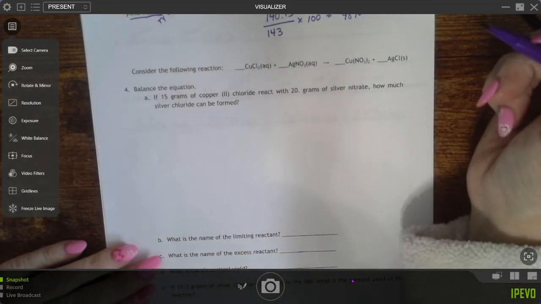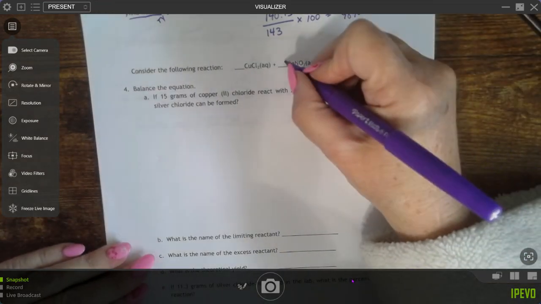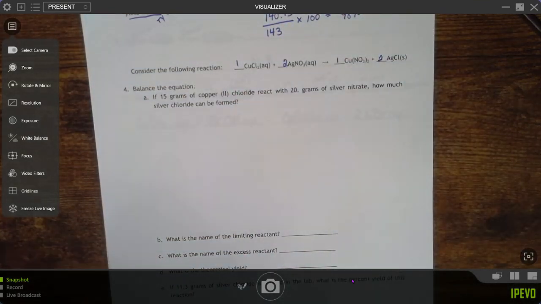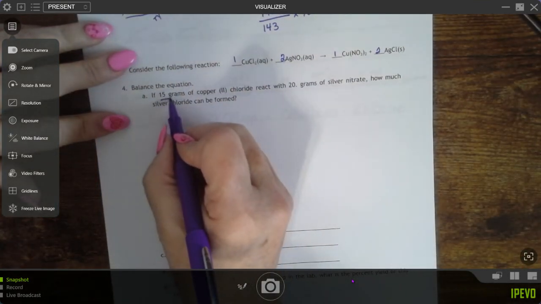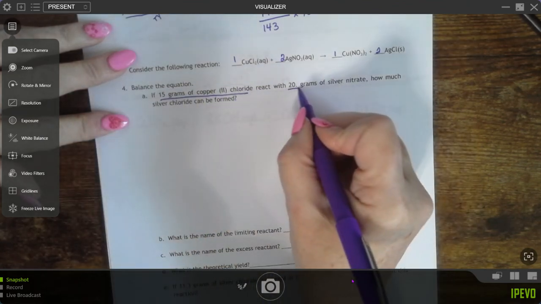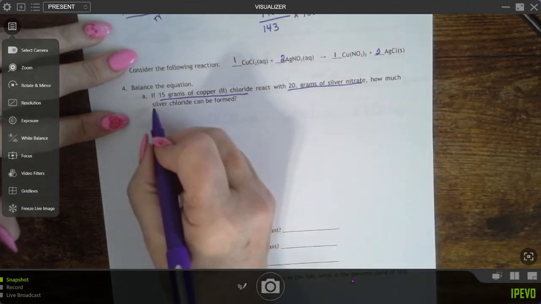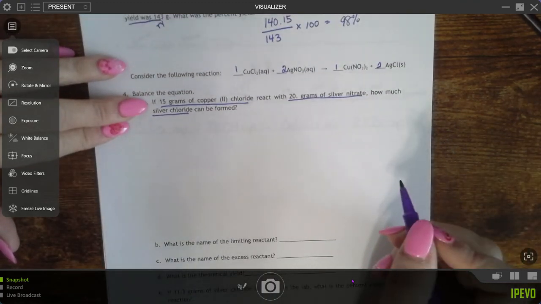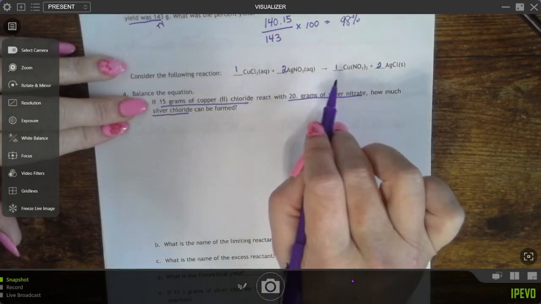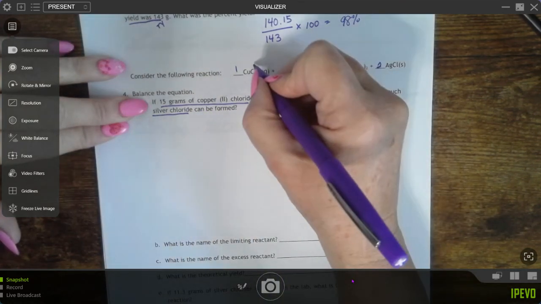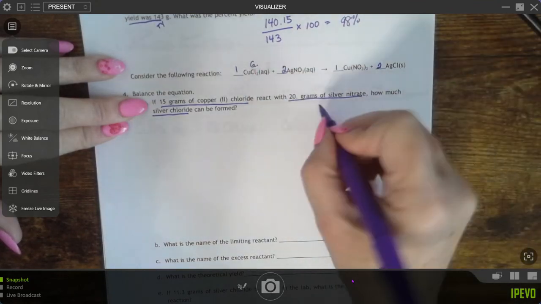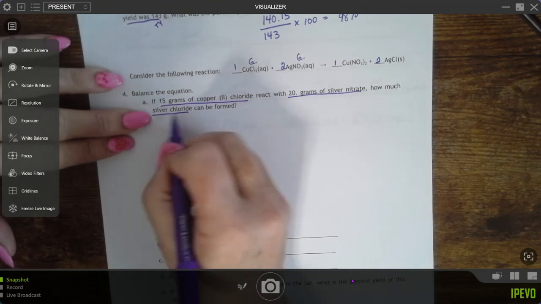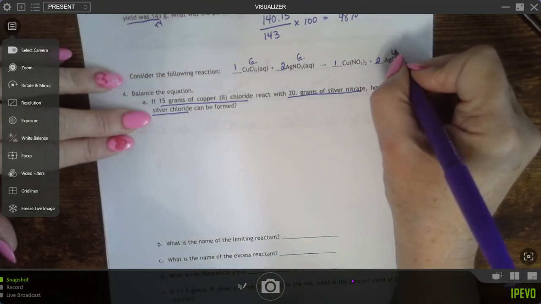All right. Let's see. We need to balance this. It's going to be 1, 2, 1, 2. Okay. Now, 15 grams of copper 2 chloride reacts with 20 grams of silver nitrate. How much silver chloride can be formed? Now, it's going to be really important for us to look at our formulas and figure out what's what. Okay, so copper 2 chloride is our first given, and then silver nitrate is our second given, and we're looking for silver chloride. So this is our unknown.